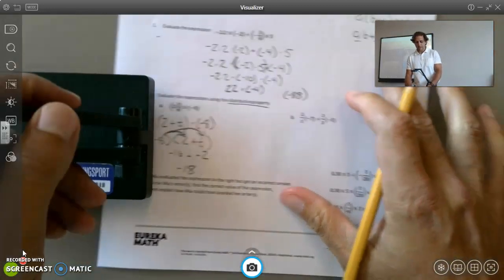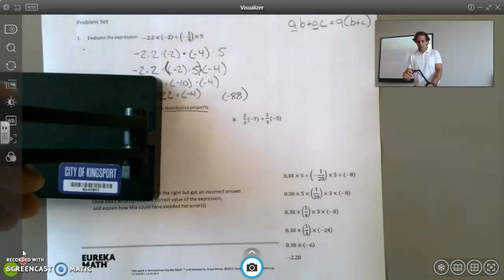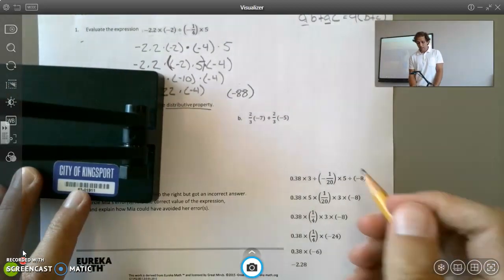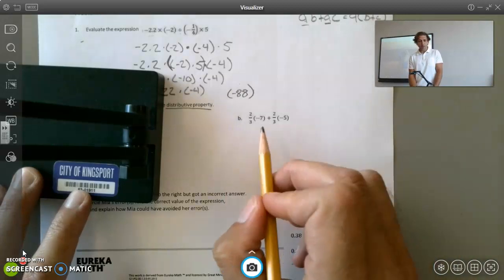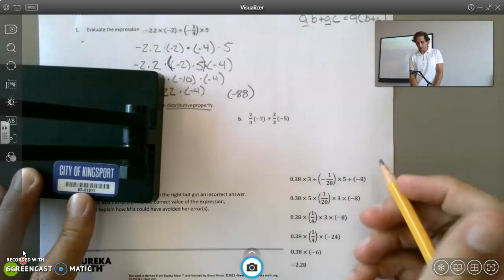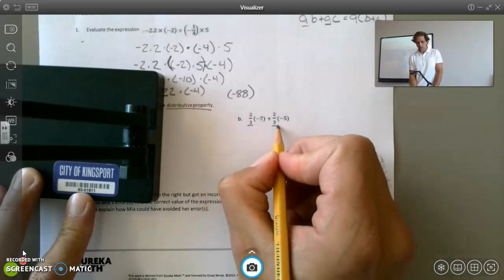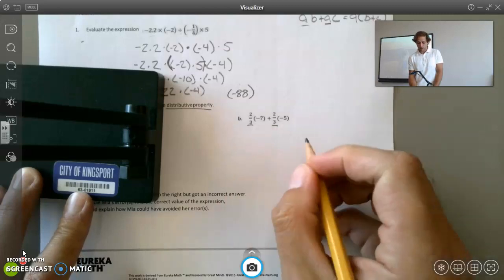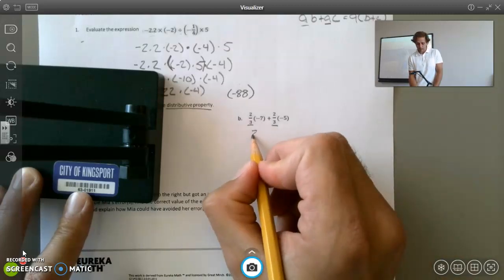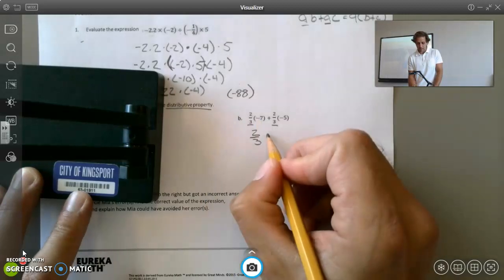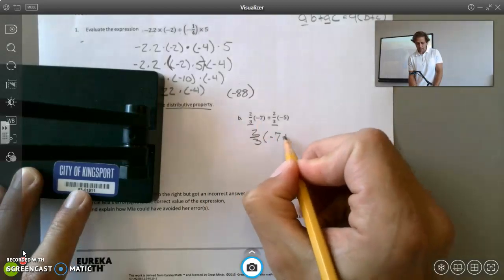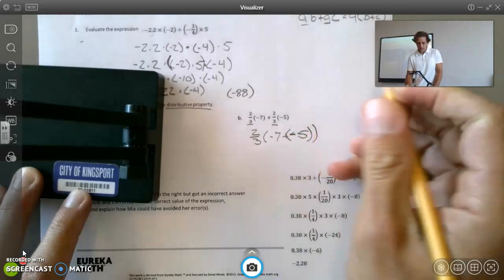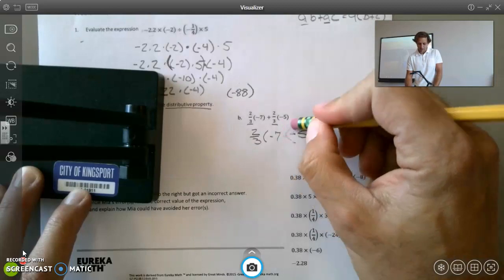Let's go over to the B side. This is like that second example where we're using the distributive property, but what we're really doing is factoring. What is the common factor between both terms in B? Well, each of these terms has a factor of 2/3. 2/3 times negative 7 and 2/3 times negative 5. So if I was to factor out this 2/3, I would have 2/3 of negative 7 plus negative 5.